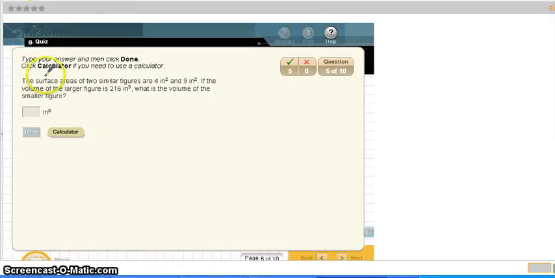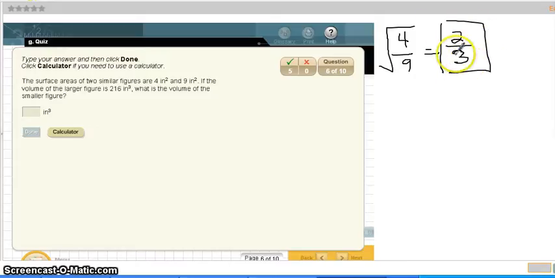This question is a lot like the last one. We are given the surface area of two similar figures as 4 and 9. So to get back to our similarity ratio, we take the square root. Square root of 4 is 2. Square root of 9 is 3. So our similarity ratio is 2 to 3.